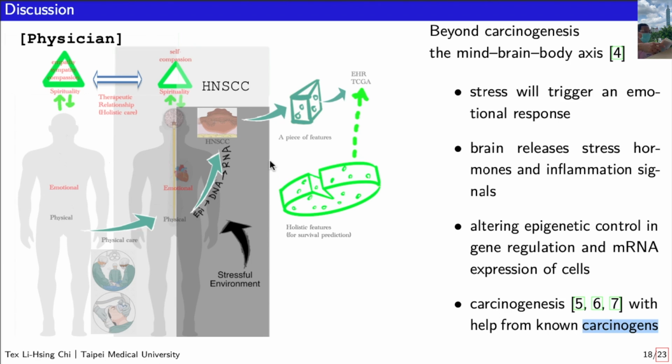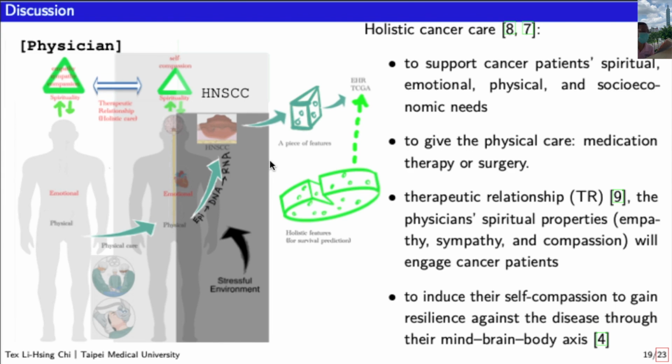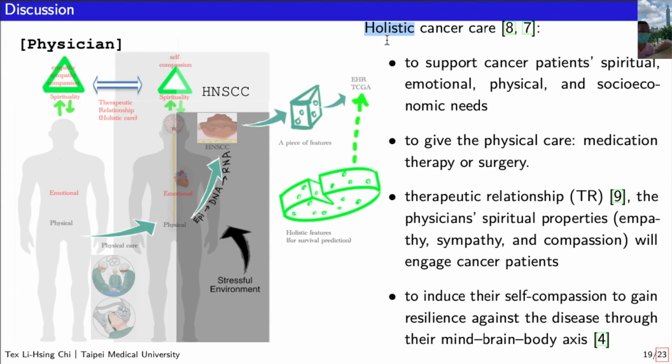Okay, so in a holistic cancer care way, we need to support the patient wholly in the 4 directions: spiritual, emotional, physical, and socioeconomic. So with physical care, we can use medication, chemotherapy, and surgery to cut the oral cancer for them. And we have a good therapeutic relationship between the doctor and the patient.